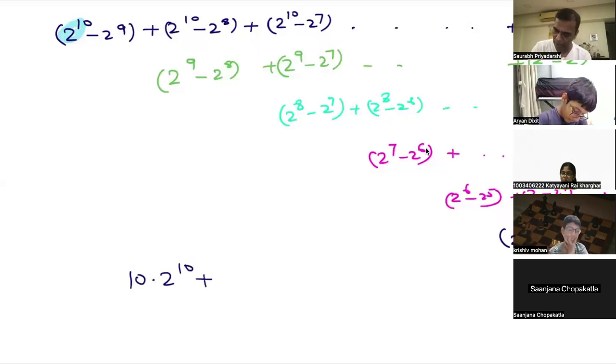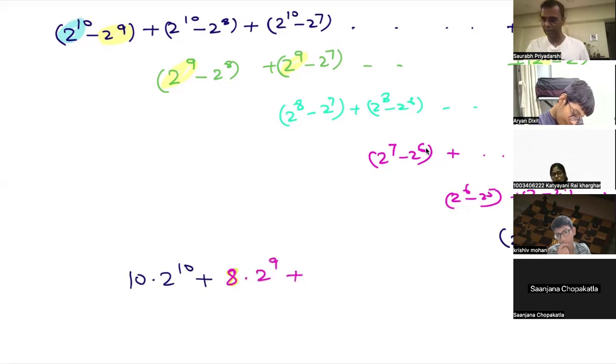But see, how many times I'm getting 2 to the power 9? If you'll see, getting it 9 times, but one time it is getting subtracted. Very good. Means minus 8 times, 8 times 2 to the power 9. And then we can see 2 to the power 8, 2 times I have to cancel out this and it's coming 8 times. So 6 times 2 to the power 8 plus 4 times 2 to the power 7.